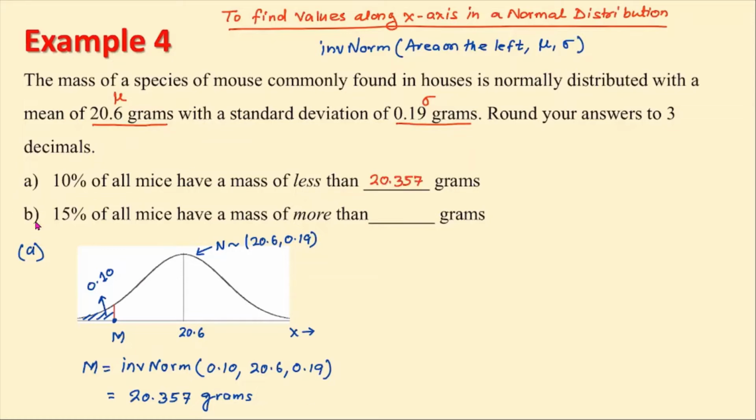Now let's see what we have in part B. Okay, for part B, 15% of all mice have the mass more than how many grams? So here we are talking about more than, that is, we are looking for the cutoff score for the upper 15% from the lower 85%. So let's sketch the graph first.